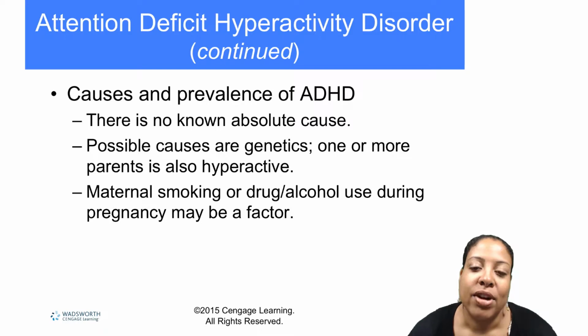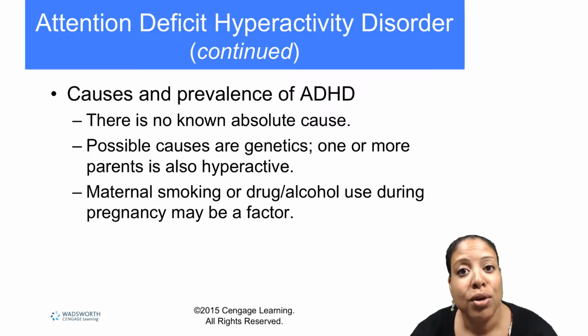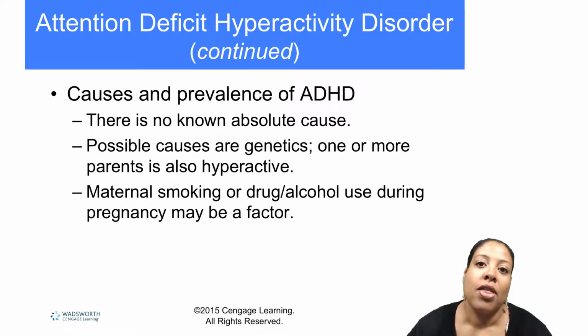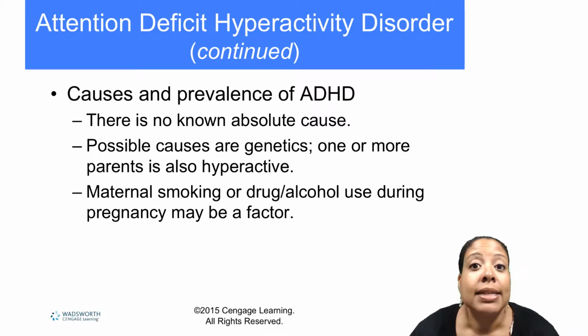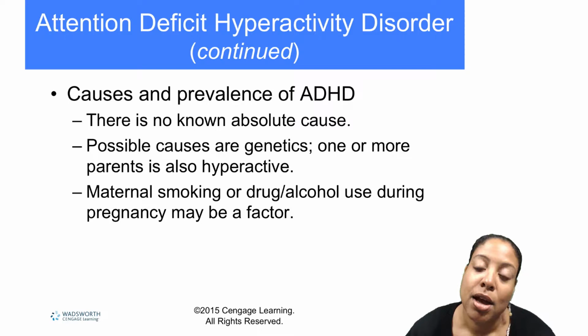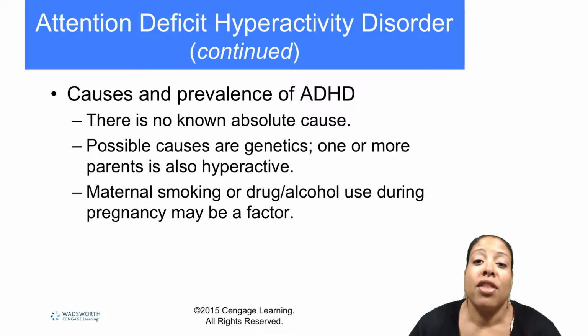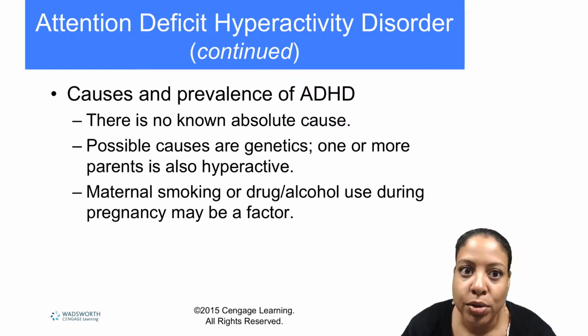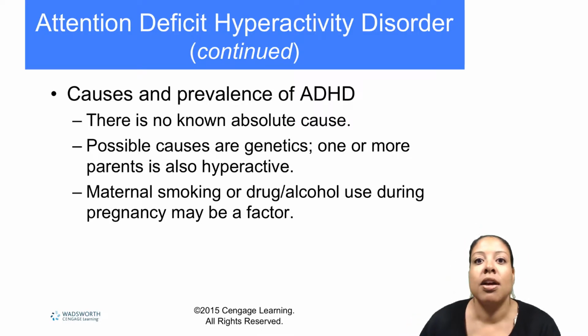What are some causes and prevalence of ADHD? There is no known absolute cause. So I'm sure that's a little frustrating for those in the medical field and for families dealing with ADHD. However, there are some ideas as to what are some causes, and they have a fair amount of research to support them. So one possible cause would be genetics. If one or more parents is also hyperactive, that would increase the probability that the child would also exhibit some of those same hyperactive characteristics. Another factor, according to research, is maternal smoking or drug and alcohol use during pregnancy. So that might also be a factor for ADHD.